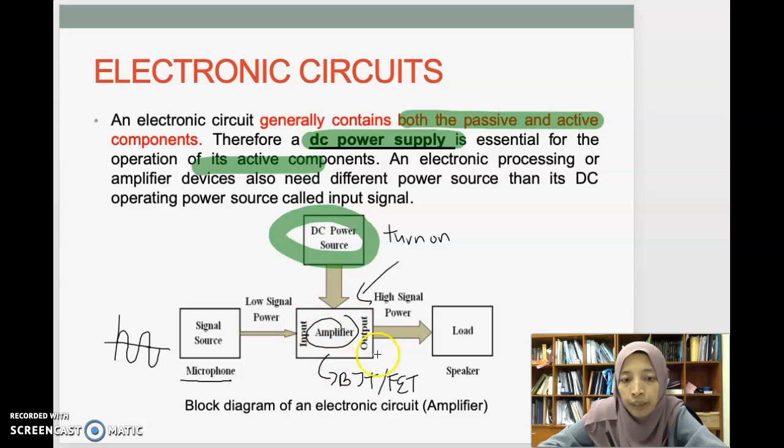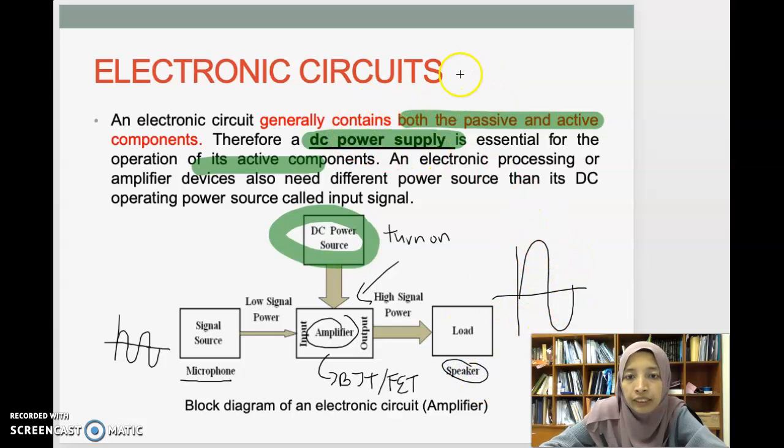Then it will go to the amplifier. When the DC supply turns on the amplifier, it will start to amplify the signal, so you can get a higher amplitude. That's why you have the speaker there. It amplifies the sound. So an electronic circuit needs two things. One is a DC supply to turn on your amplifier. One is an AC supply to amplify the signal.